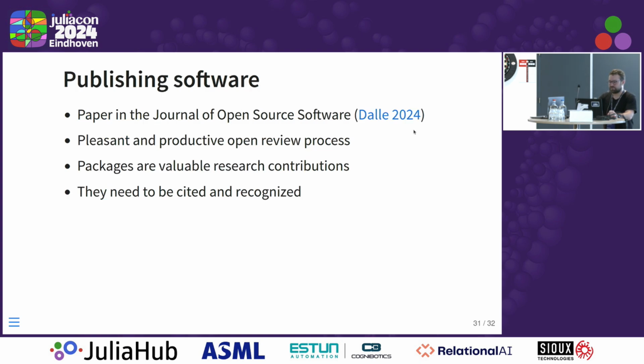And finally, I also invite you to publish the software that you write because packages are valuable research contributions. They should be put on an equal standing with more theoretical research papers, and that's why they need to be cited and recognized. So if you write a package that you think has a good chance of being used by somebody else, think of the Journal of Open Source Software. It's a very pleasant and open review process on GitHub. Reviewers are always very nice and they really try to improve your work. It's not like a machine learning conference where they just try to destroy your work. Their goal is to work with you to improve the package, to bring it to a point where it can be published and recognized in the scientific community.